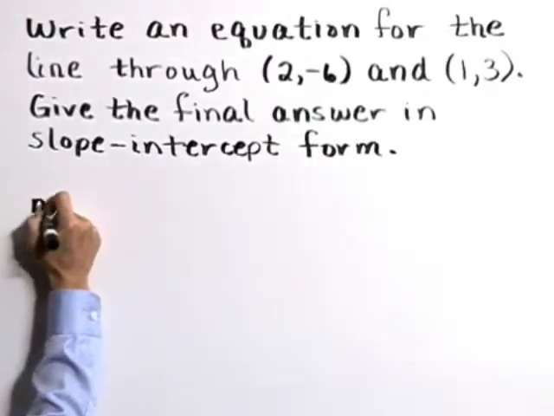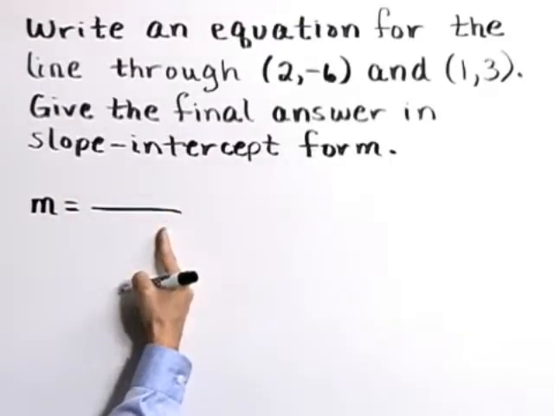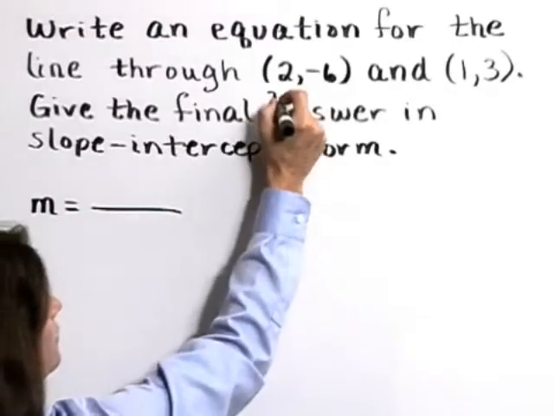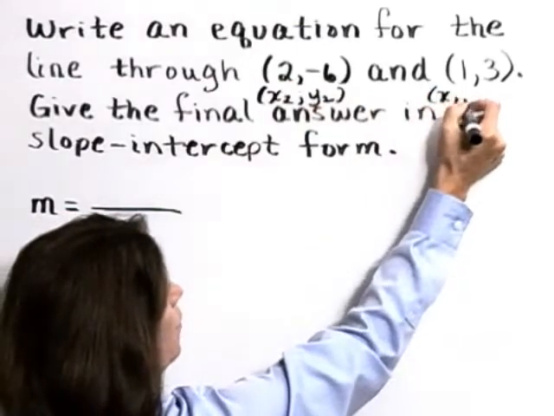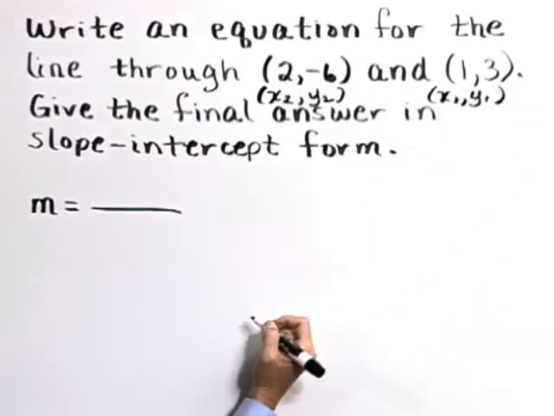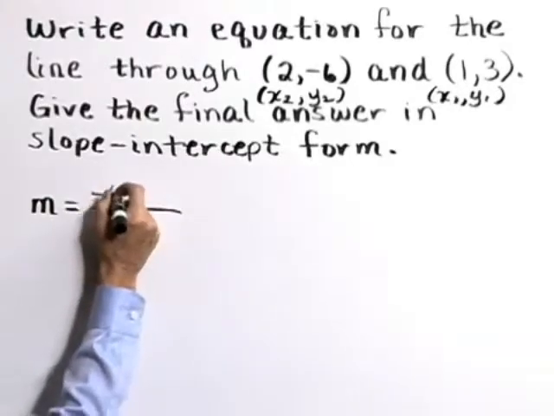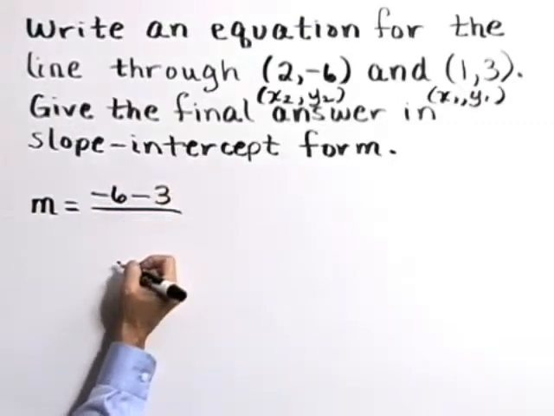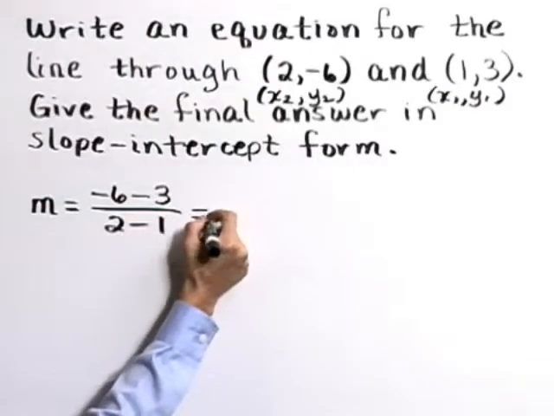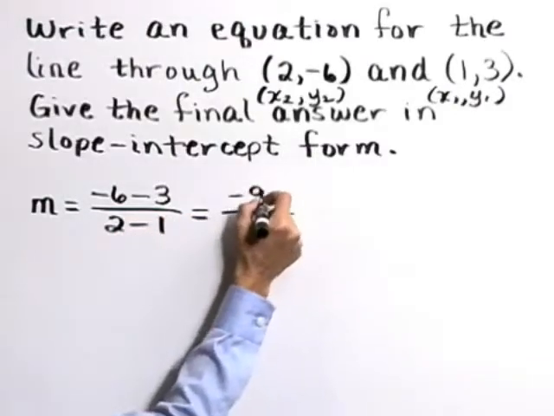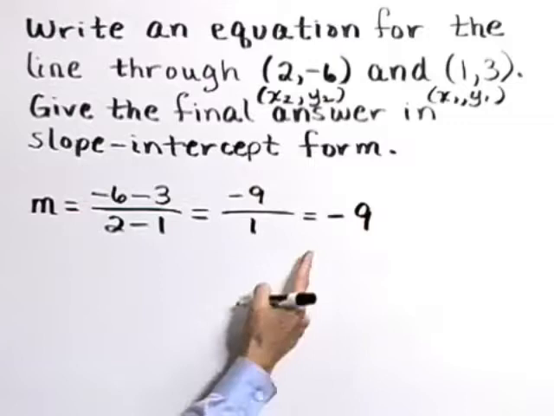To do that, let's use our definition of slope, which is the change in y over the change in x. I'm going to identify these points as (x2, y2) and (x1, y1). So our change in y, y2 minus y1, is -6 minus 3. The change in x, x2 minus x1, is 2 minus 1. This gives us -9 over 1, or a slope of -9. Therefore, we've determined the slope.